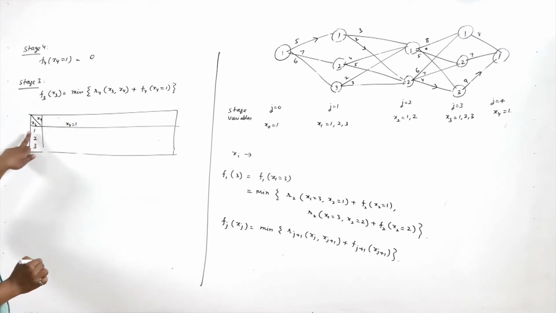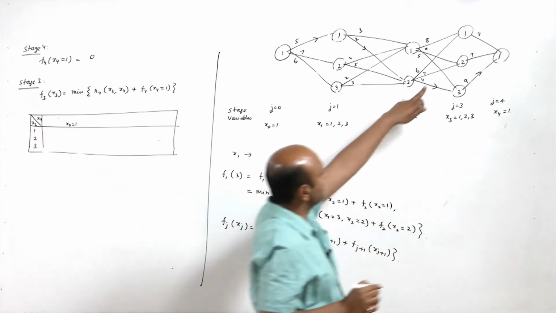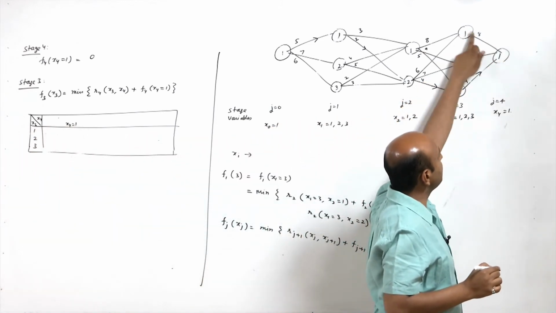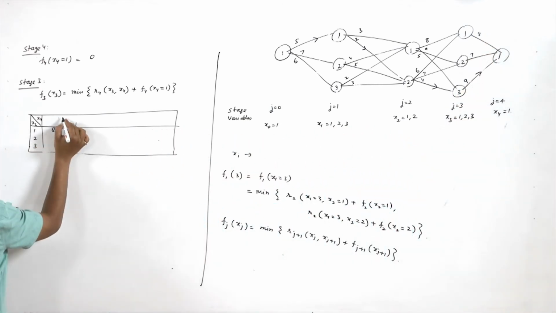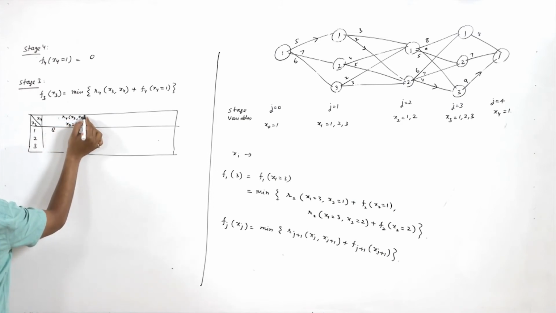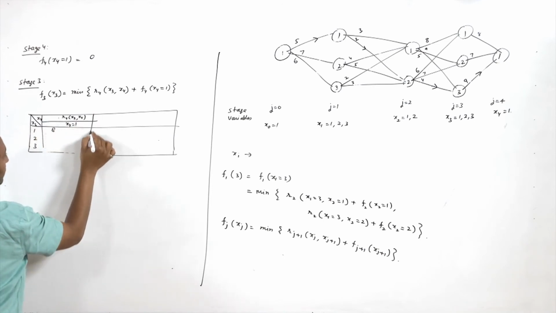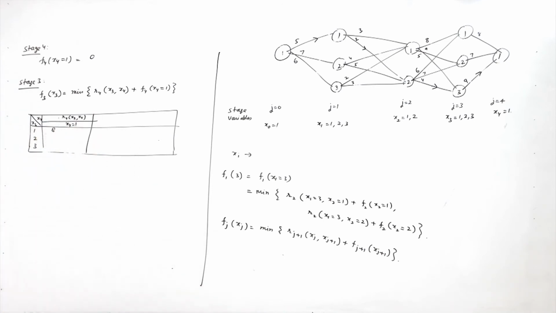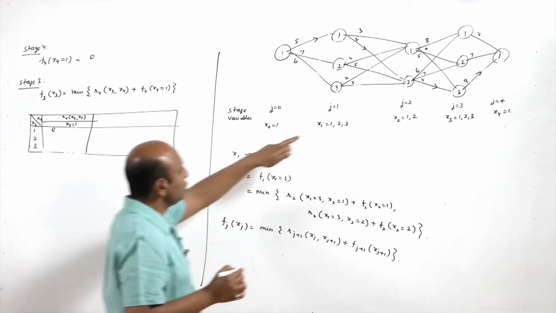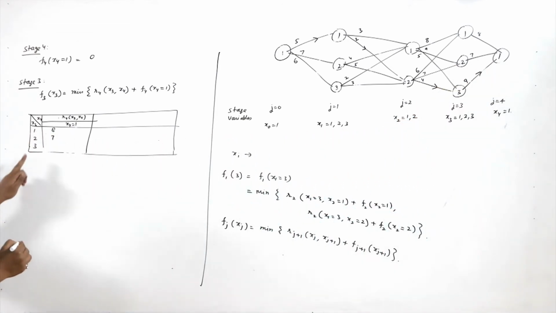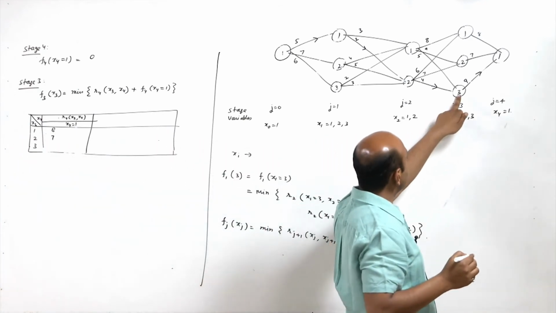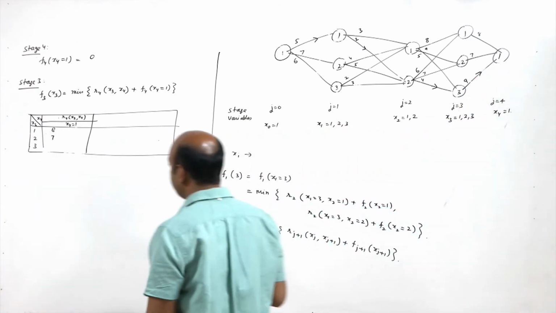When x3 is 1 and x4 is 1, the arc length is 8. So it is 8, that is r4 x3 x4. Then 2 to 1, the length is 7 units, so it is 7. Then 3 to 1, when x3 is 3 and x4 is 1, it is 9, so it is 9.